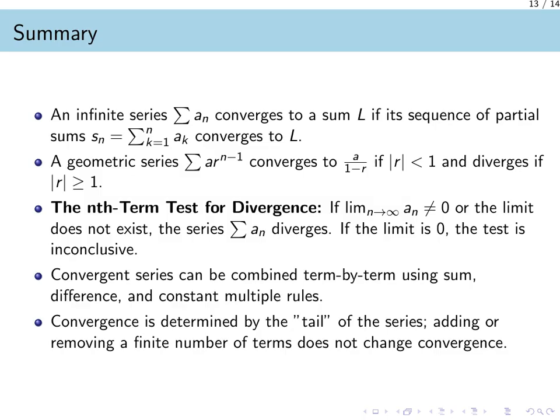We also established our first major test, the nth term test for divergence. This test states that if the terms of a series do not approach zero, the series must diverge. Remember the crucial caution here. If the terms do go to zero, the test is inconclusive. Finally, we saw that convergent series have useful algebraic properties, and that convergence is determined by the tail of the series, meaning a finite number of starting terms do not affect whether it converges or diverges.